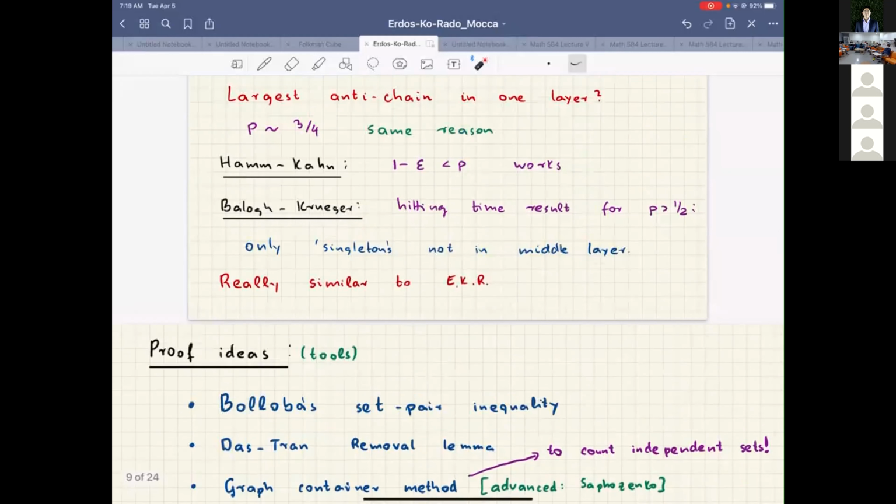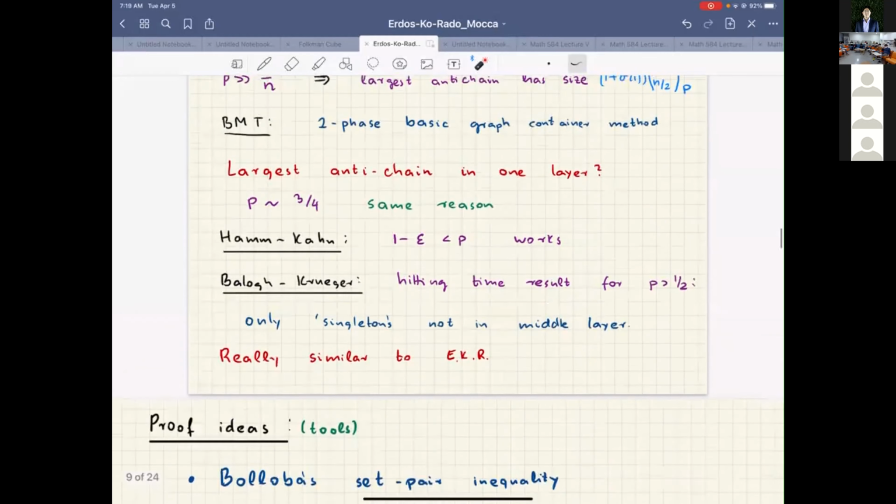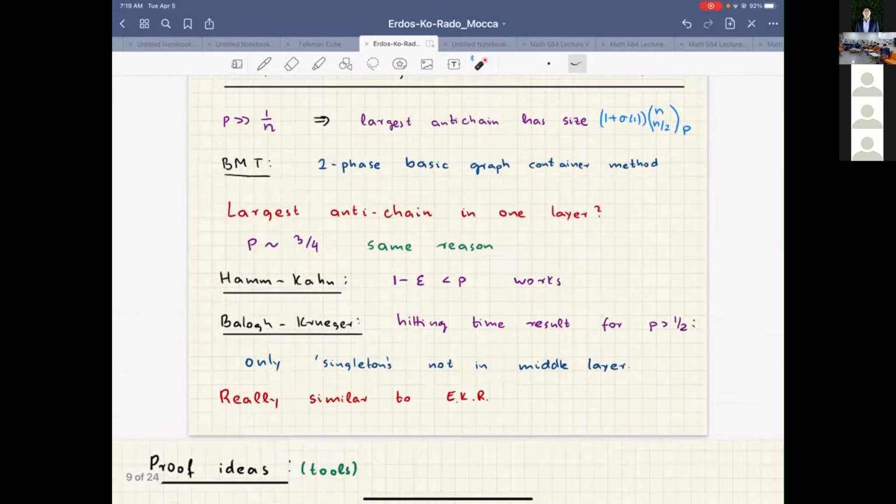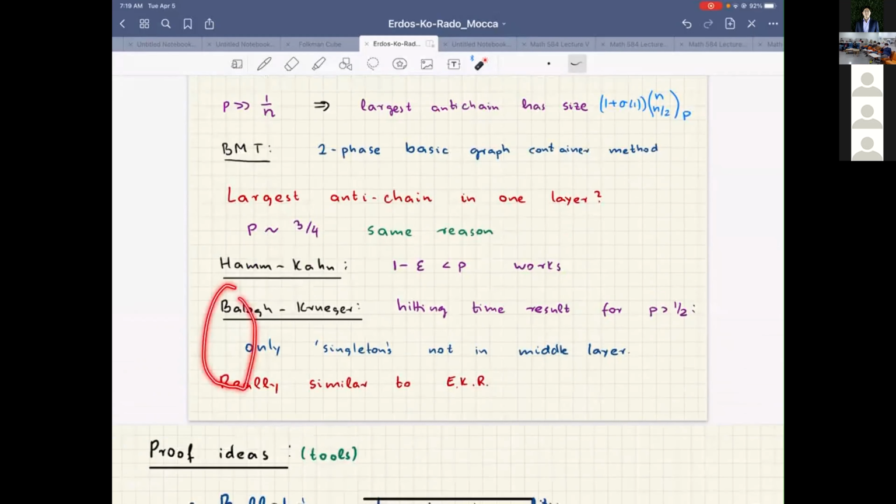So the problem is really similar to the Erdős-Ko-Rado theorem. And if someone is really following what I'm saying, then they can get surprised that for the Sperner, we are able to prove the 3/4, because if we keep p increasing, then when p is about 3/4, the singletons disappear. So that settles this question.